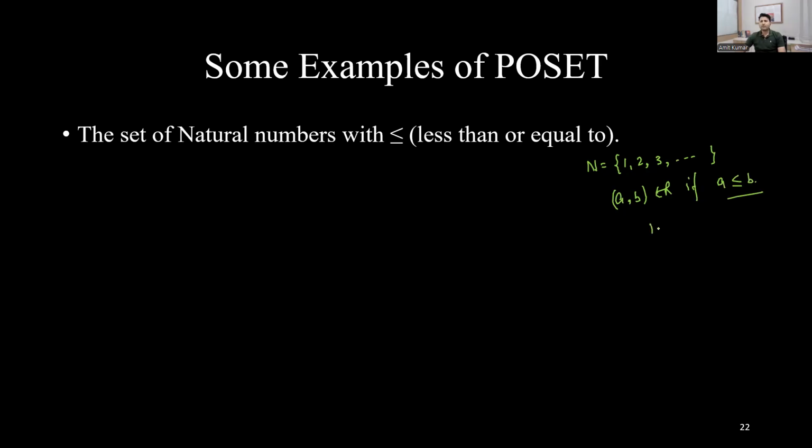That means (1, 2) belongs to R. Yes, because 1 is less than or equal to 2. (1, 1) is there because 1 is less than or equal to 1, and these kinds of elements are there. Can I say (2, 1) belongs to R? No, because 2 is not less than or equal to 1, so this element will not be in your R. So these kinds of elements are there in your relation.